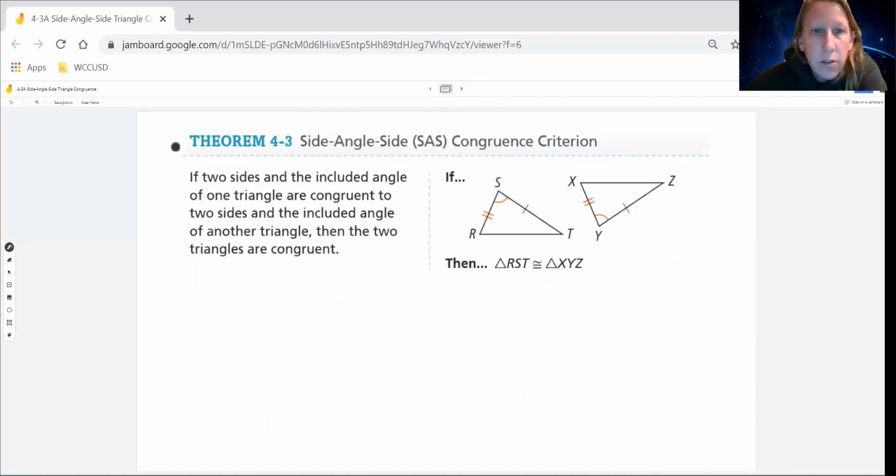Here is the side angle side congruence theorem. It says if two sides, just like the one we did, if two sides and the included angle of one triangle have the same marks as two sides and the included angle of another triangle, then the two triangles are congruent. That's in our textbook. That is a theorem that we can use in our proofs.